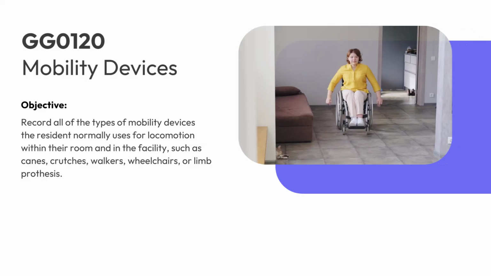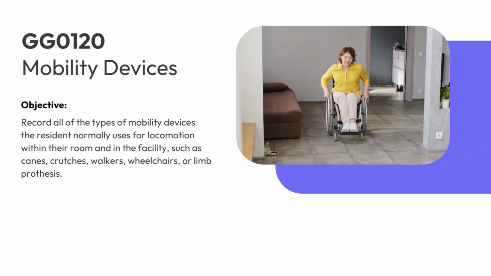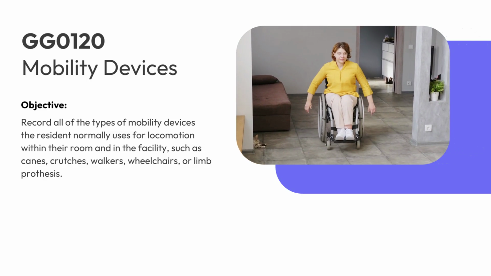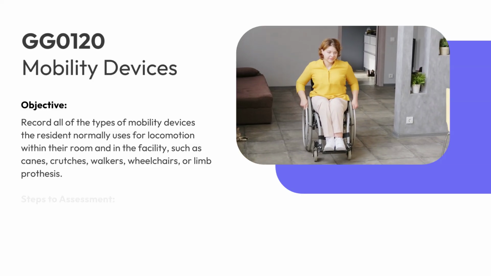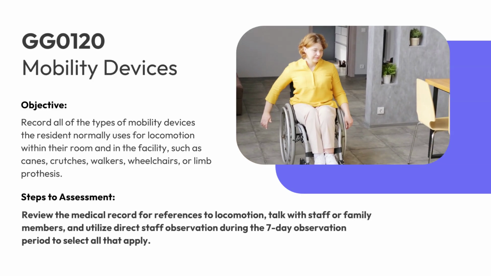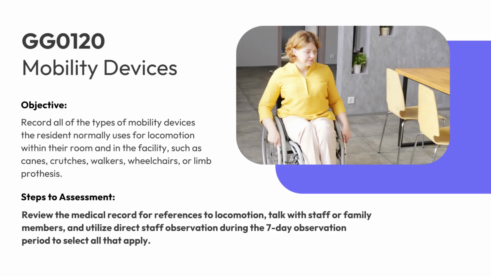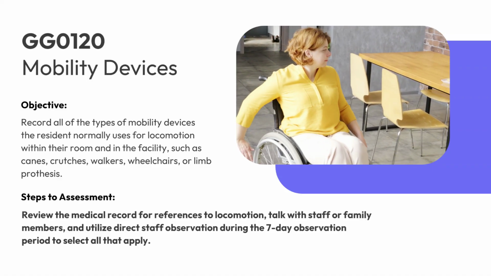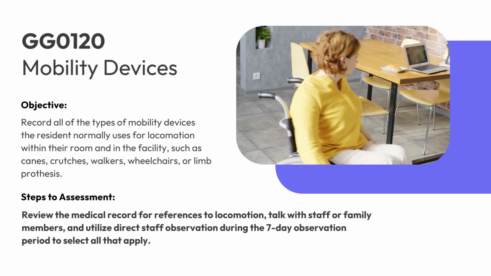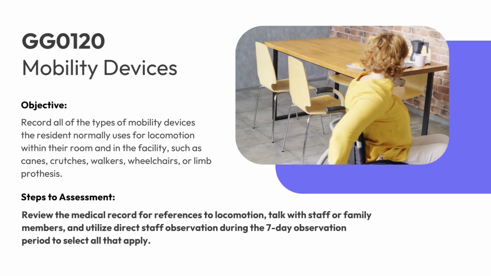For our next item, GG0120, we will record all of the different mobility devices the resident normally uses for locomotion within their room and in the facility, such as canes, crutches, walkers, wheelchairs, or limb prosthesis. Review the medical record for references to locomotion, talk with staff or family members, and utilize direct staff observation during the 7-day observation period to select all that apply.